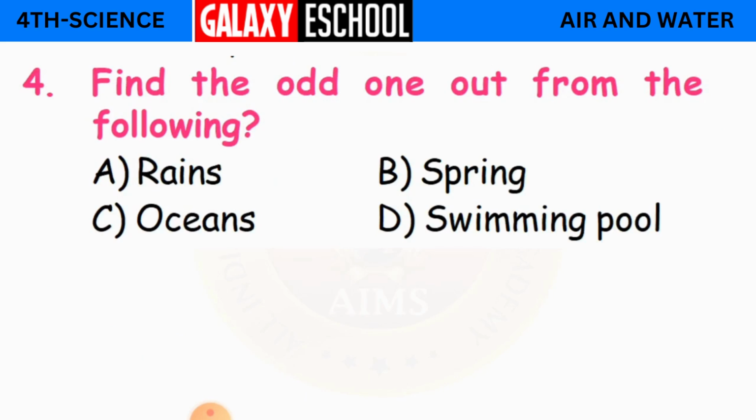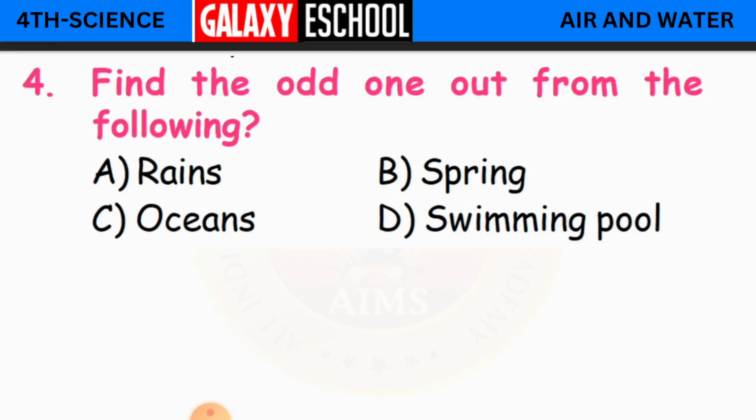So you have to find the odd one. Odd one means which is different from the others. And you have options as rains, spring, oceans and swimming pool. What will be the answer, children? Rains, spring, oceans and swimming pool. And the odd one is D option, that is swimming pool.